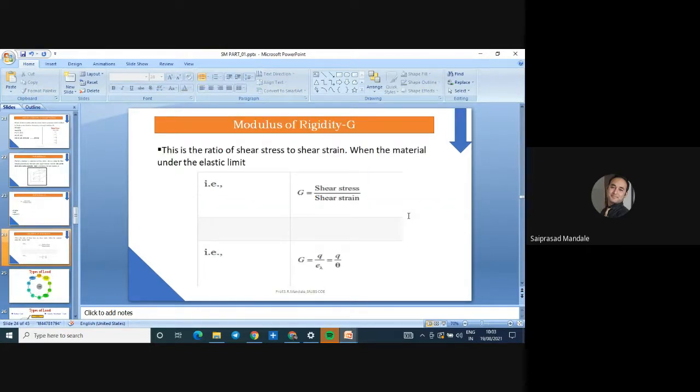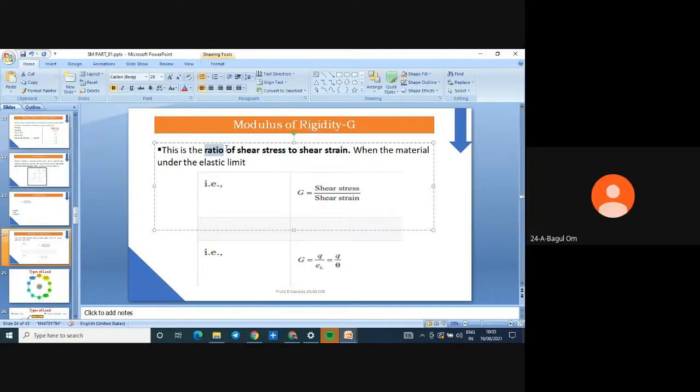Next, modulus of rigidity, G. This is the ratio of shear stress to the shear strain. Tell me the unit. Newton per meter square. Perfectly correct. Stress to the strain, so stress to the strain is G, that is rigidity, and the unit is Newton per meter square.